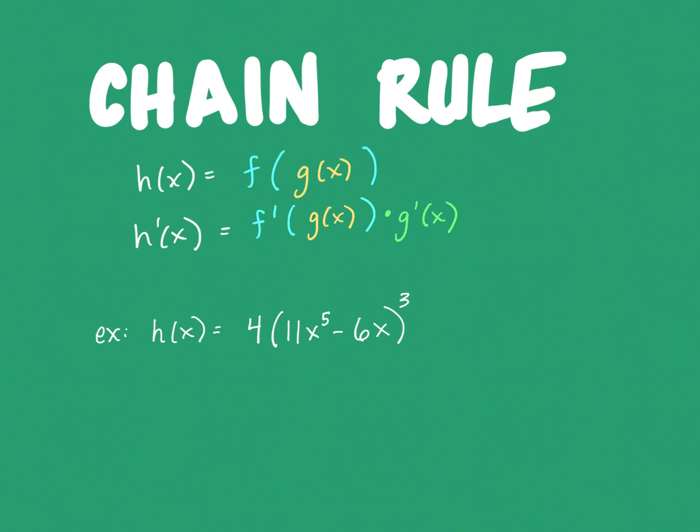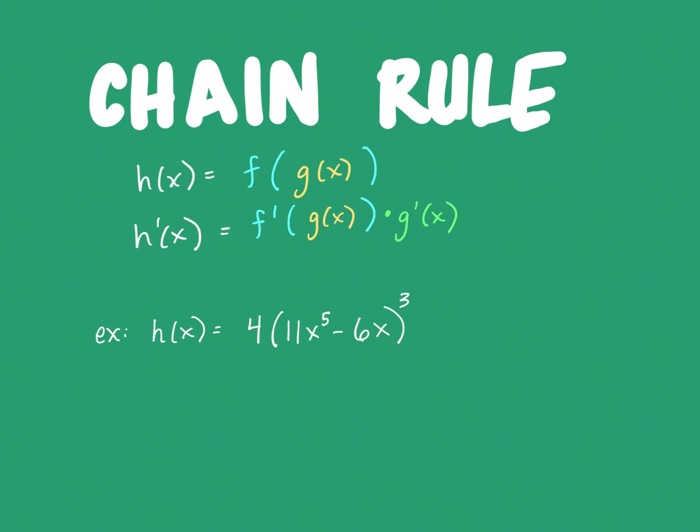That's how you're going to see it written in a lot of places. So you take the derivative of the outside, leave the inside function alone, and then you multiply by the derivative of the inside function. Let's look at an example. So in this example, I have 4 parentheses 11x to the 5th minus 6x, and that whole thing cubed.